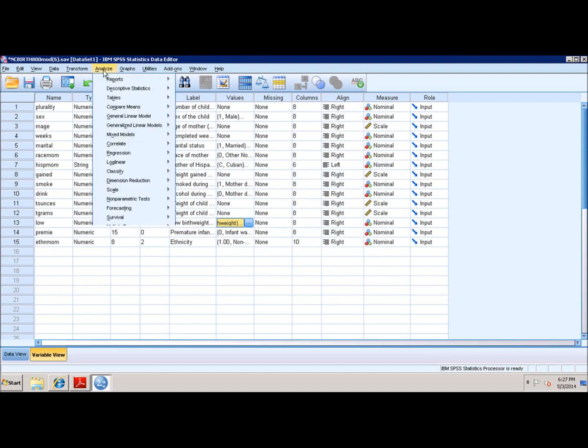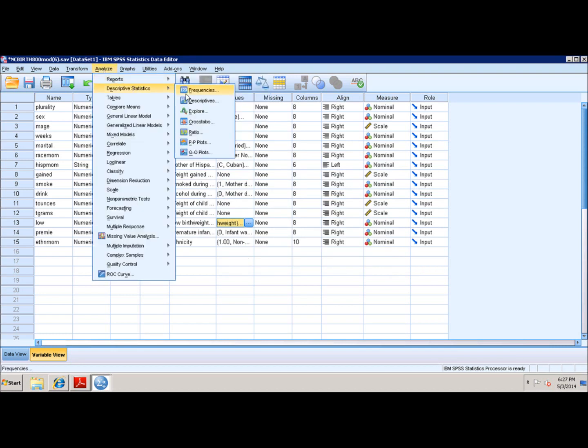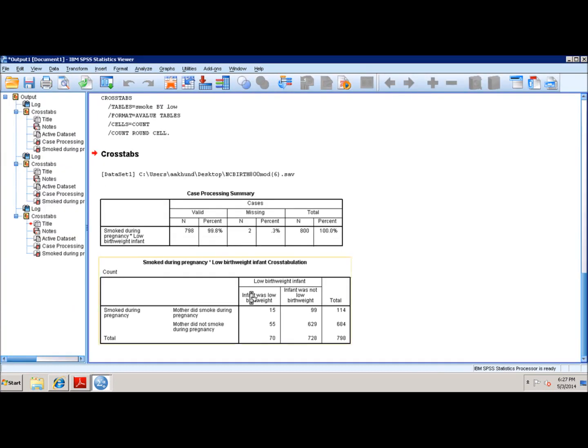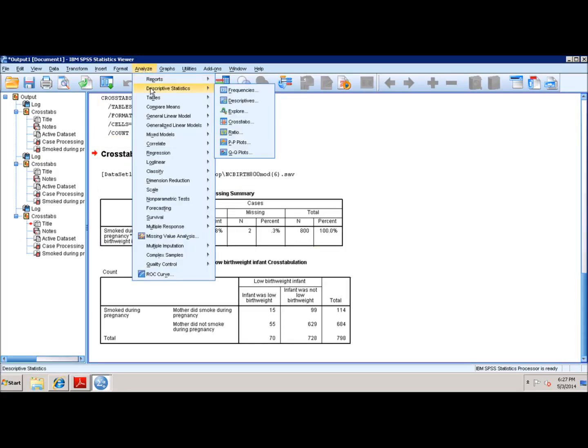So now we'll go to Analyze, Descriptive Statistics, Crosstabs, and OK, and now you see our labels are there. So what we have here is our crosstabs, and now it's arranged the way we want it. We have the exposure on top, mother did smoke during pregnancy, and the outcome, infant was low birth weight on the left side.